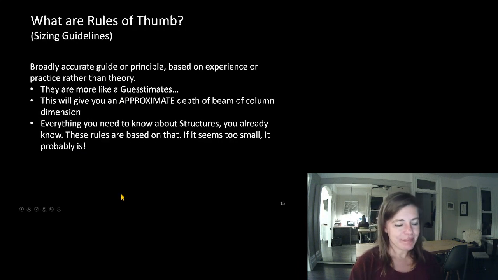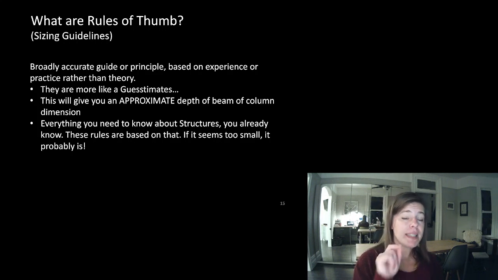Okay. This is where we're going to get some answers. They're not the final answers. They're not the engineering answers. So this is not engineering. This is sizing guidelines. This is what you, the architect, need to know. And I'm going to tell you, most engineers tend to forget these rules, which is really annoying for you guys. You guys should know these better than your engineer.